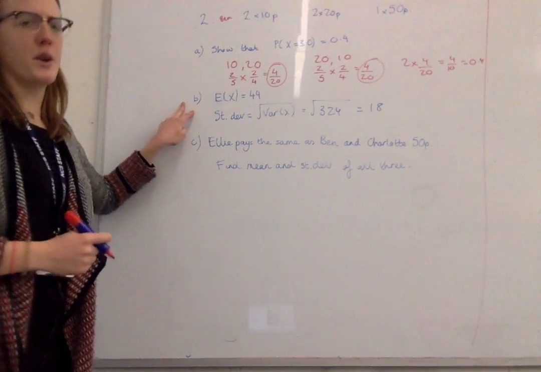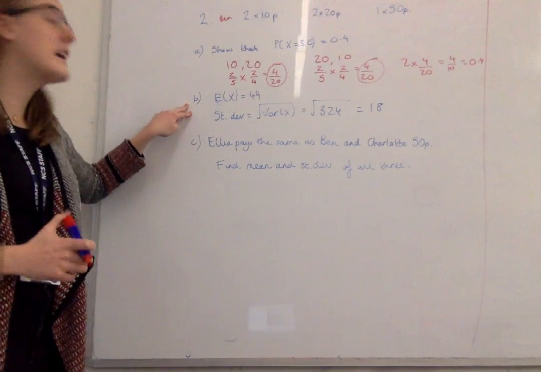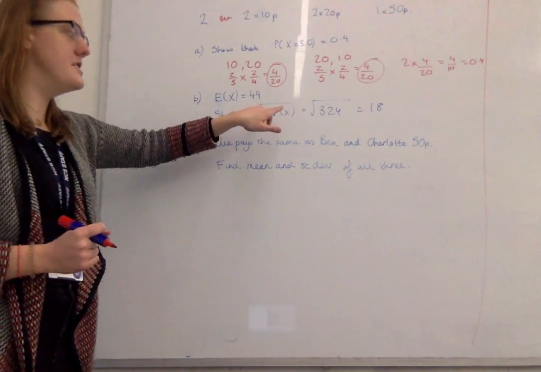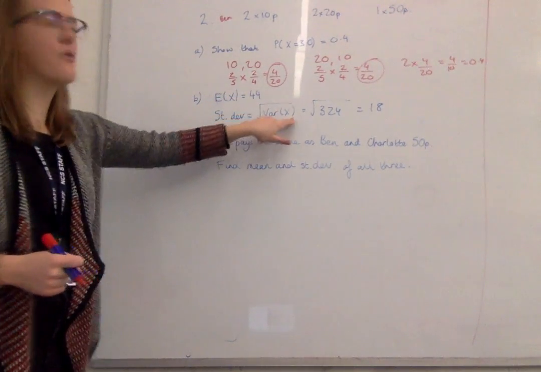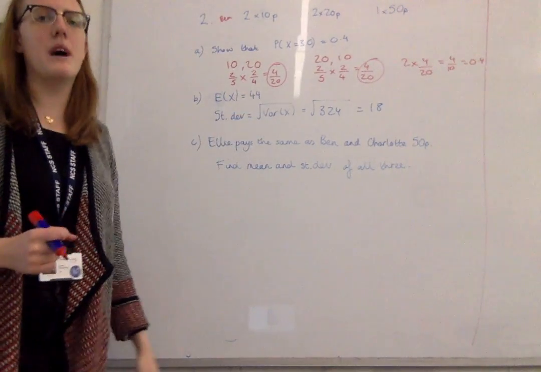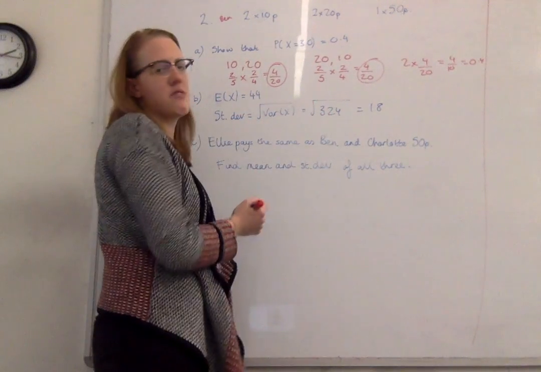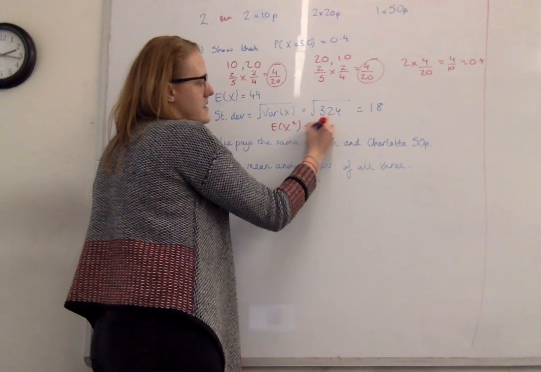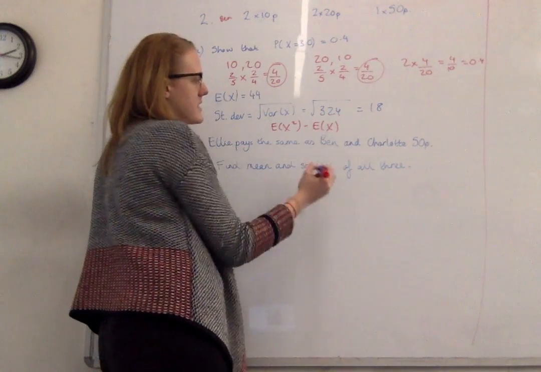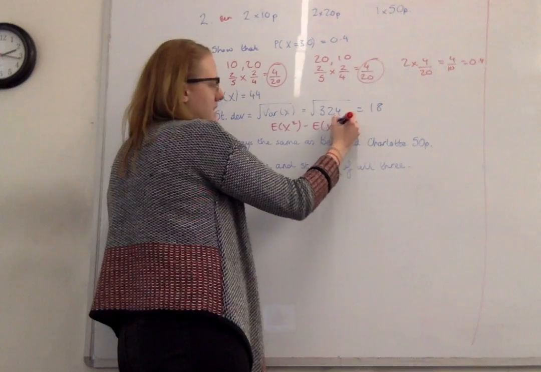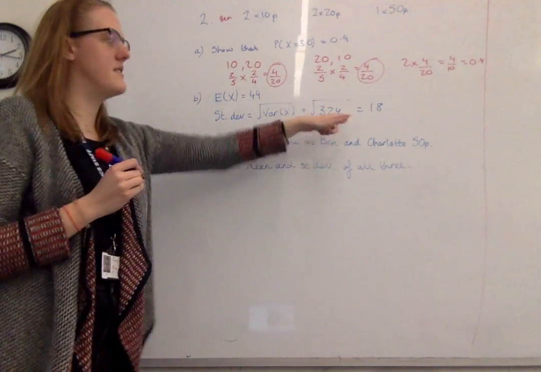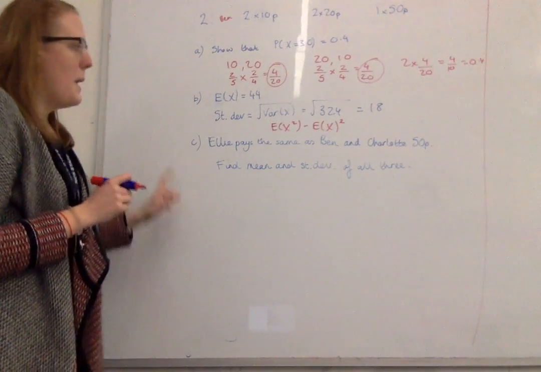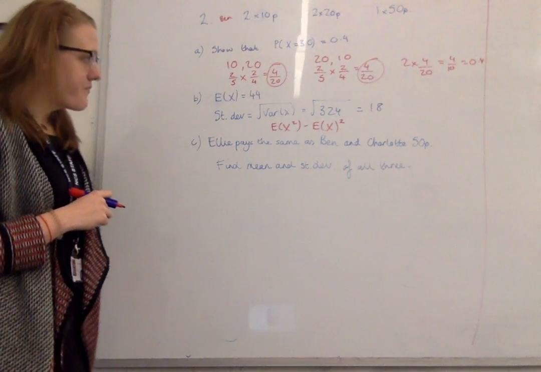The second part of the question I'm not going to go through because it was a basic version of just working out the expectation and the standard deviation, which if we found the variance, we could square root. So we worked out the variance to be 324 by doing the expectation of x squared, take away the square of the expectation of x. Then we just simply square root it to find the standard deviation. But I am going to talk about part C.